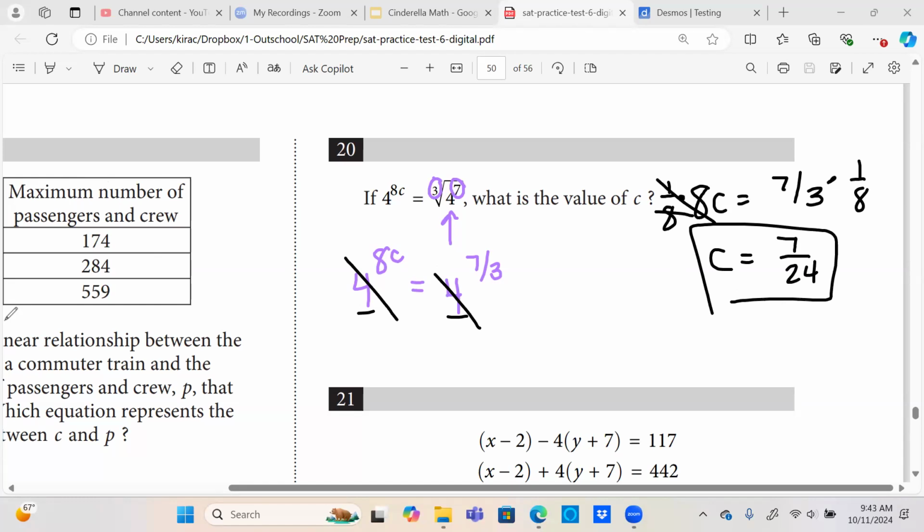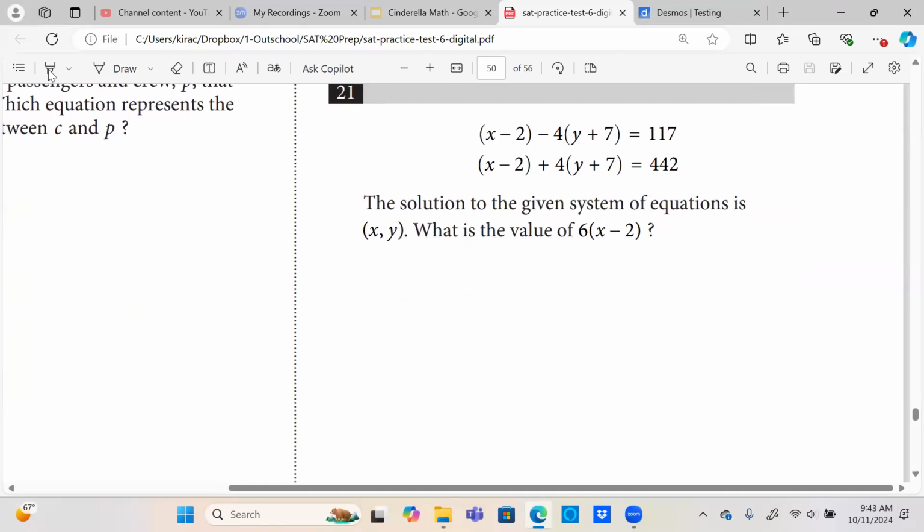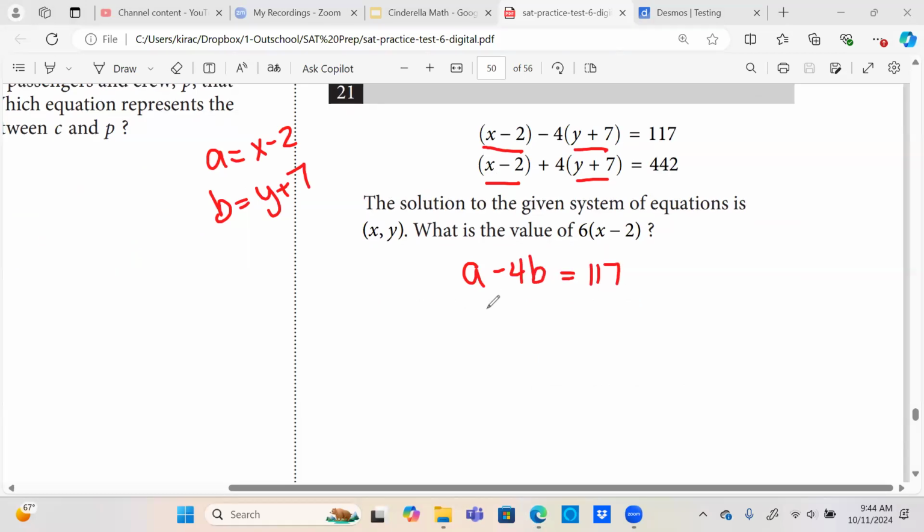Coming down to 21. The solution to the given system of equations is x, y. What is the value of 6 times x minus 2? Oof. Okay, I do think Desmos is the fastest way to do this, but I will do it by hand just for funsies here. See how this is the same? I'm going to change that to A. And then see how this is the same? And change that to B. So now I'm going to have A minus 4B is 117. And A plus 4B is 442.